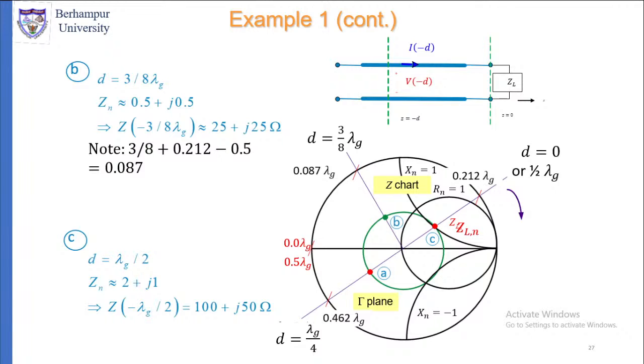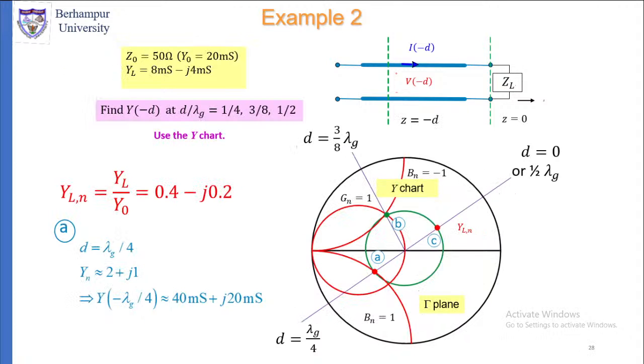Another example, this is using the Smith chart or Z chart. Let us use the Y chart, same process. Here what is given to us is Z0 equal to 50 ohm. We have a transmission line whose characteristic impedance Z0 is 50 ohm. Therefore, the characteristic admittance of the transmission line will be 1 by 50, which is equal to 20 millisiemens. Similarly, YL, the admittance, is given as 8 millisiemens minus J4 millisiemens.